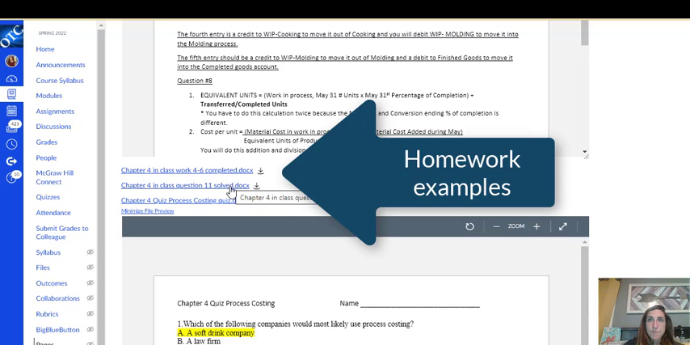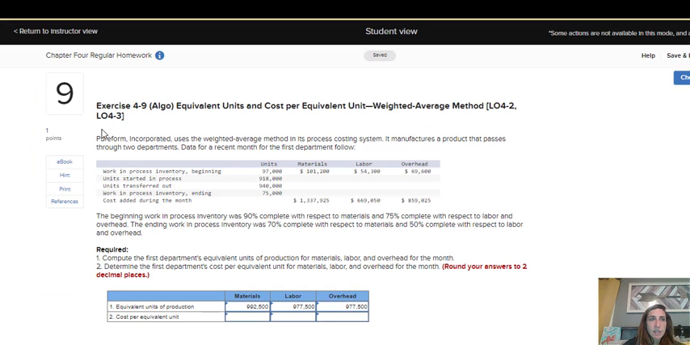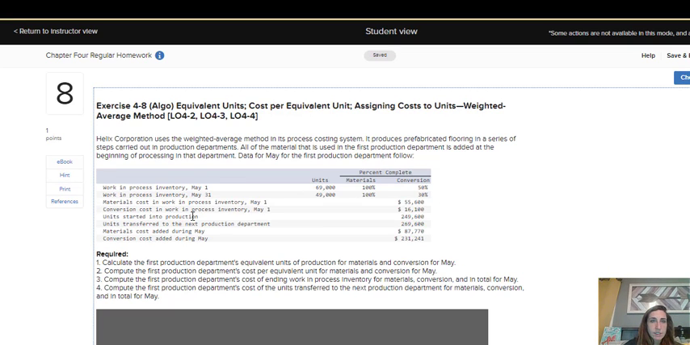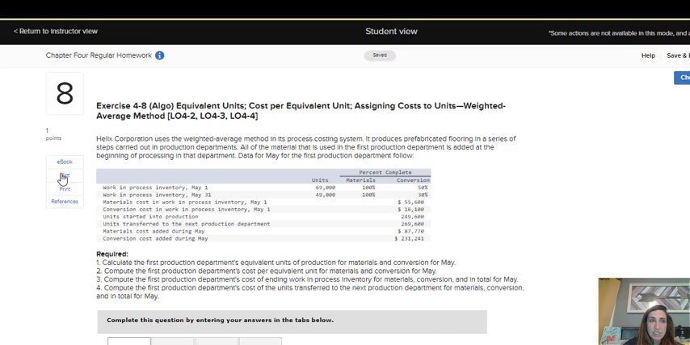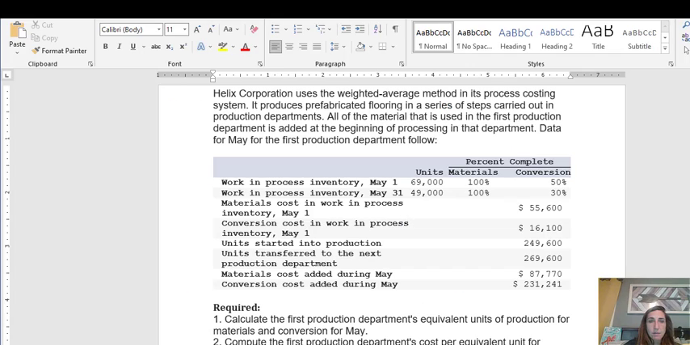In the homework, make sure whenever you're completing it that if there is a hint available that you use that. I'm going to work through an example of question 8. It does have a hint, but I just wanted to hone in on some key items for you to look at when you're calculating your numbers on your homework.